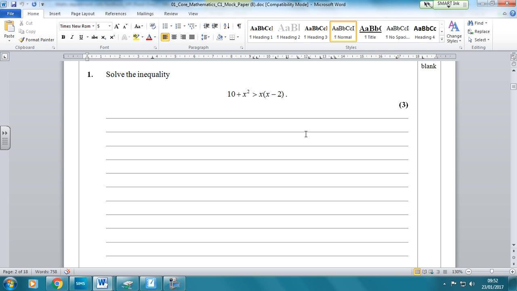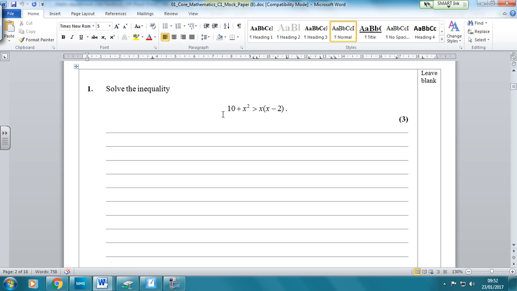Okay, the first question should be relatively straightforward. You're going to get the first mark for multiplying out the brackets here on the right. So we've got 10 plus x squared is greater than x squared minus 2x. And then we're going to subtract an x squared from both sides, so that gets rid of that one, gets rid of that one. So we're left with 10 is greater than minus 2x.